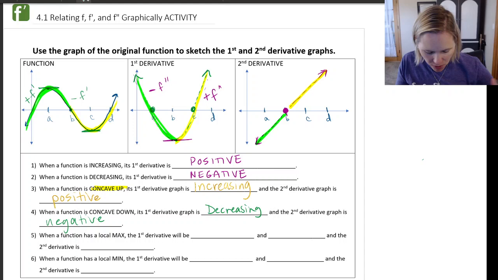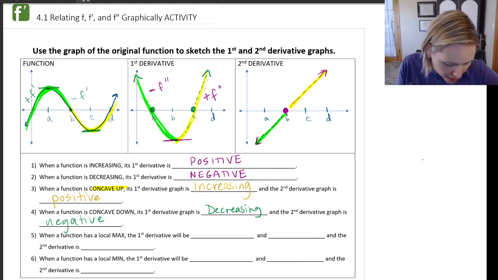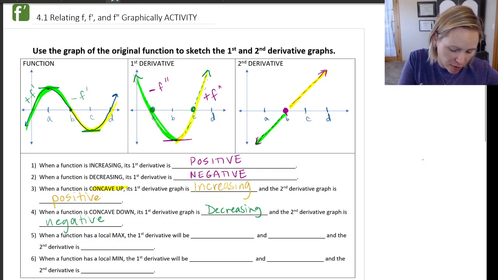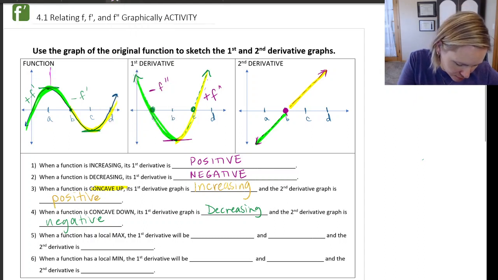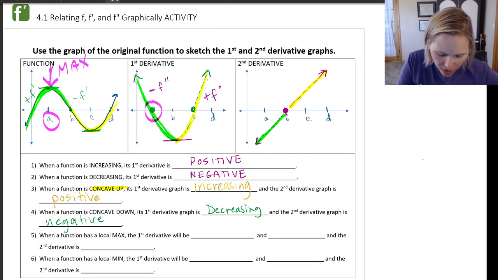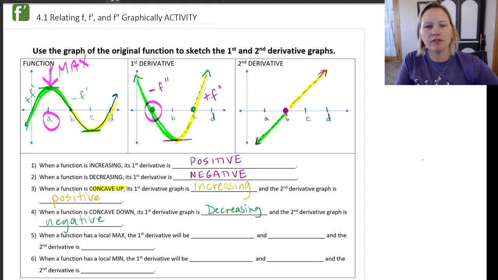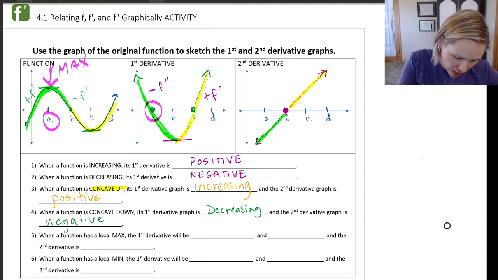Now, let's keep going. When a function has a local maximum, the first derivative will be blank, and the second derivative is blank. So let's identify where we have a local maximum. Clearly at point A, we have a local maximum. So what's happening at point A here on the graph? Well, on the first derivative, clearly we have a 0. So I'm going to go ahead and fill that in. The first derivative will be 0.